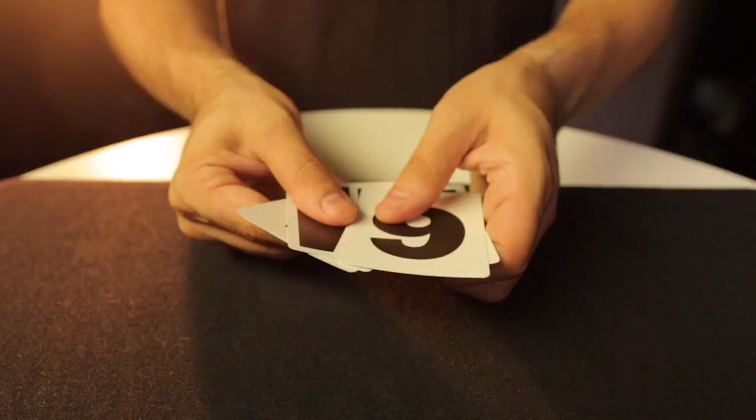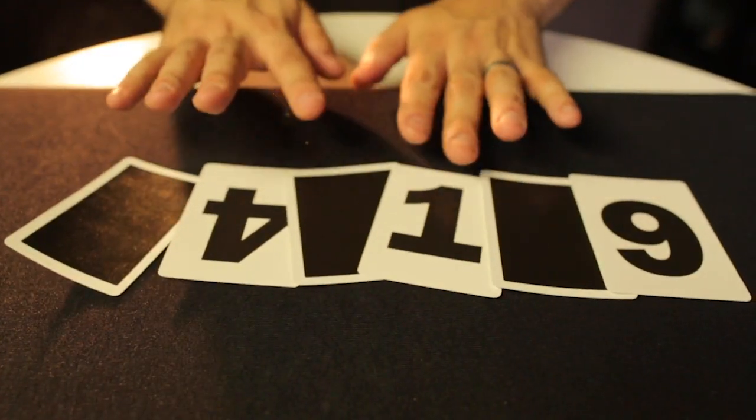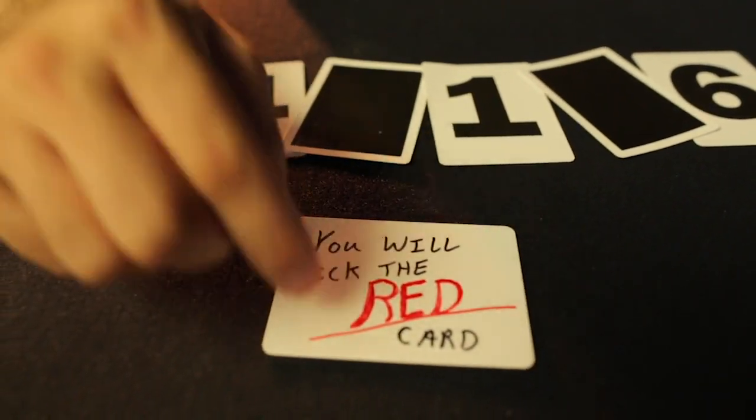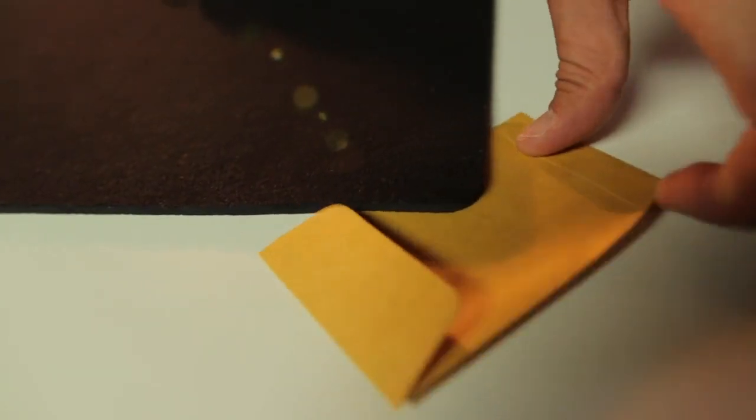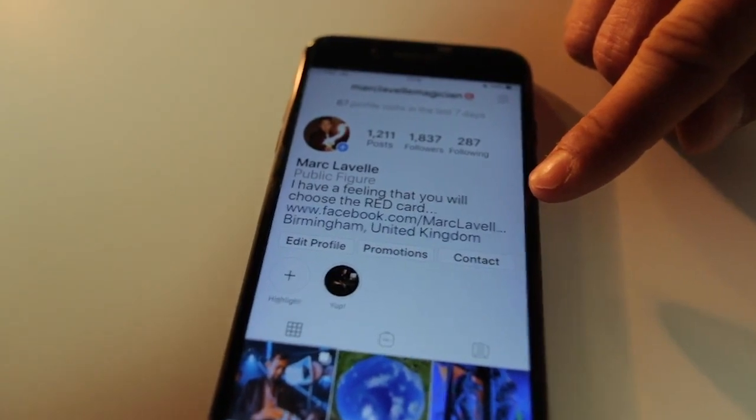In the red prediction, you present to your spectators a number of cards. They then make a completely free choice. What they don't know is that you have predicted well in advance what selection they're going to make. You can reveal this prediction however you like, maybe on the back of an envelope, maybe get a tattoo, or even better, on social media. The choice is freely yours.